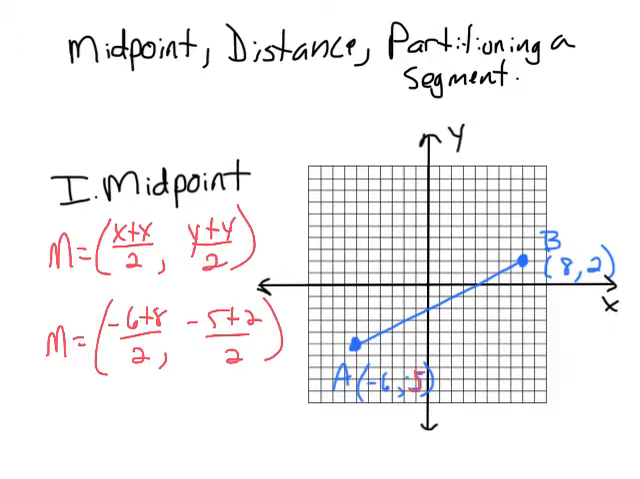-6 plus 8 is 2, over 2 is 1, -5 plus 2 is -3, over 2, so -1.5 when I'm done. If I look at this, 1 and -1.5 pretty much is right there, so you can see it visually if you use the graph. That's the midpoint.